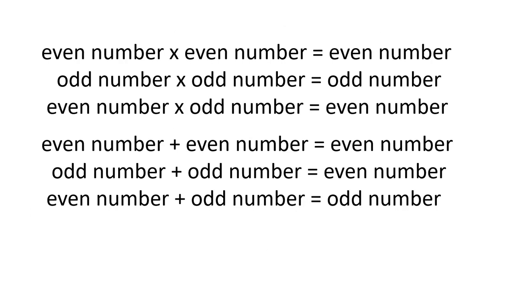Now even number into even number is equal to even number, odd number into odd number is equal to odd number, and even number into odd number is equal to even number. Even number plus even number is equal to even number, odd number plus odd number is equal to even number, and even number plus odd number is equal to odd number. Now let us understand this with examples.